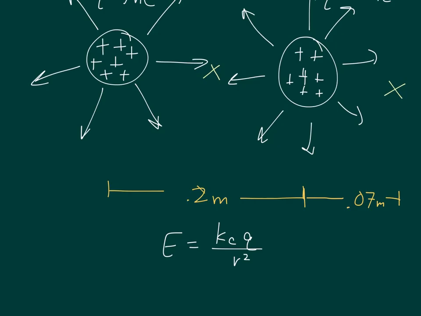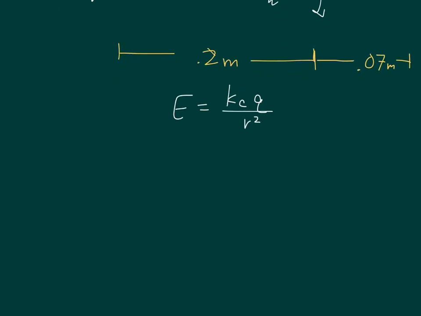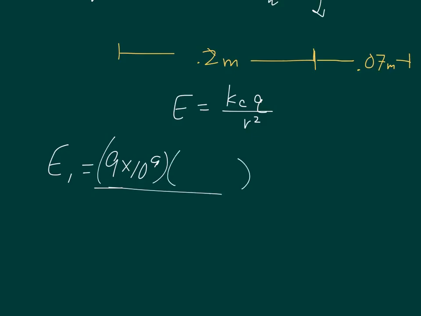So here we can go ahead and take a look. We've got 7 and 6 nanocoulombs. So the electric field from the first one is going to be 9 times 10 to the 9. Now, I'm going to put everything in base units, so I'm not going to provide units, so make sure you are in units correctly. What would Q be? For the one on the far left, what was Q?